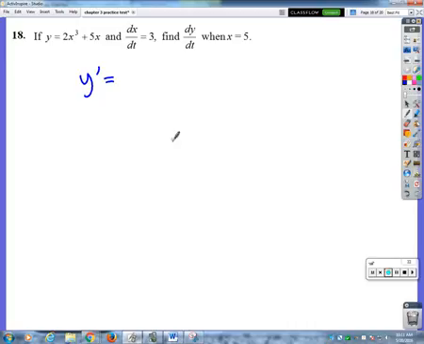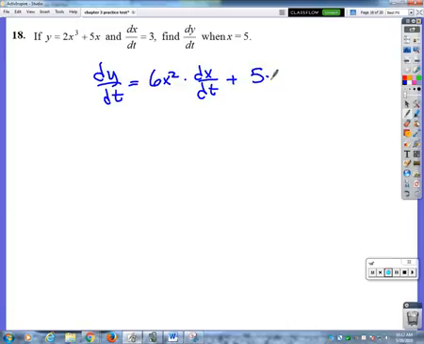Oh, sorry, we want dy dt here. So this time everybody gets the derivative of their own selves. The derivative of 2x cubed is 6x squared dx dt, and the derivative of 5x is 5 dx dt. And then they say dx dt is 3 and x equals 5. So plug that in there.